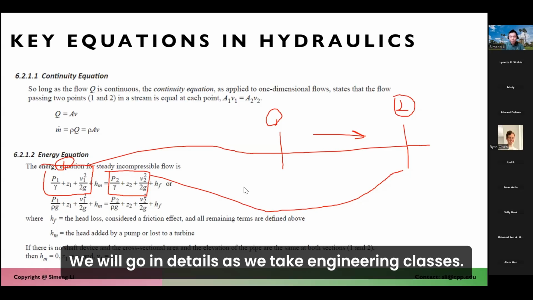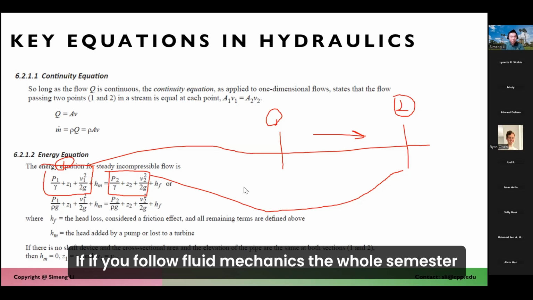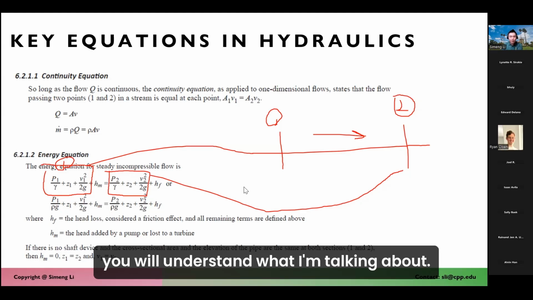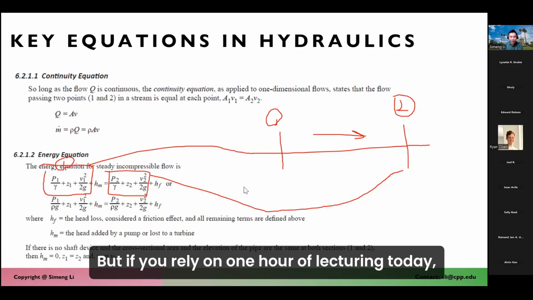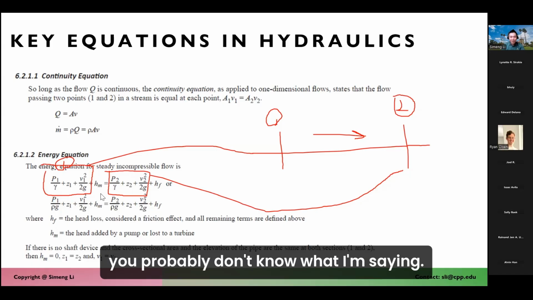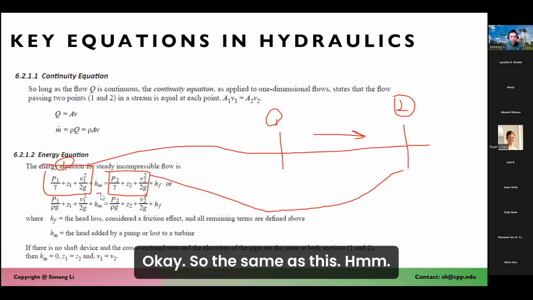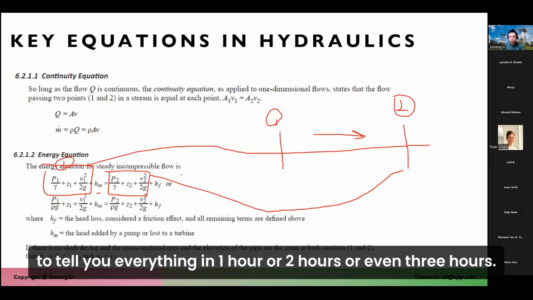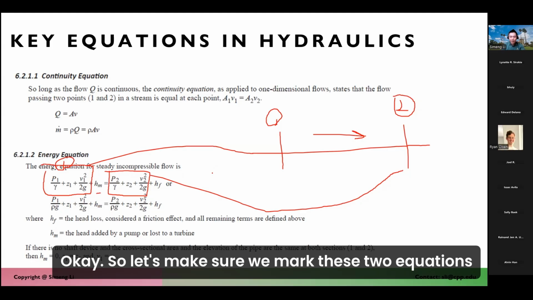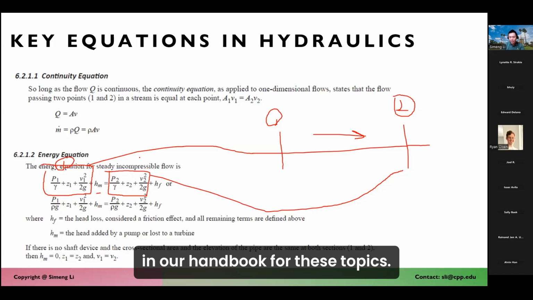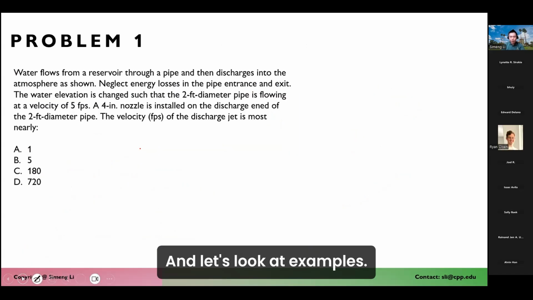We will go into details as we take engineering classes. If you follow fluid mechanics the whole semester, you will understand what I'm talking about. But if you rely on 1 hour of lecturing today, you probably don't know what I'm saying. Okay, so the same as this HM, it can be pump, it can be turbine, and it can be related to energy. It's just mission impossible for me to tell you everything in 1 hour or 2 hours or even 3 hours. Okay, so let's make sure we mark these two equations in our handbook for these topics. And let's look at examples.